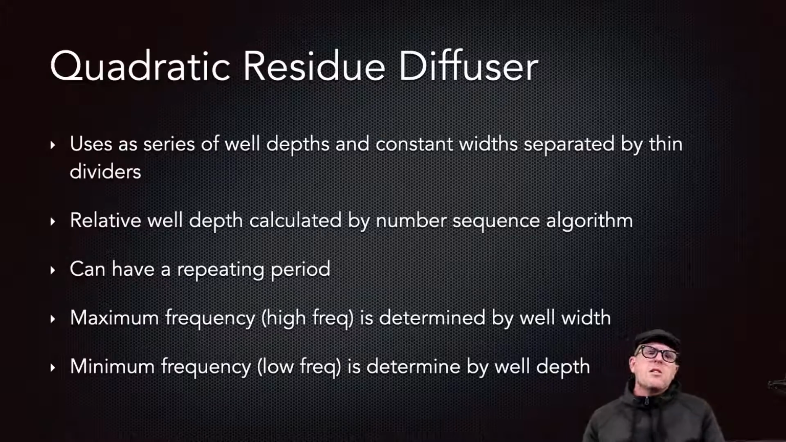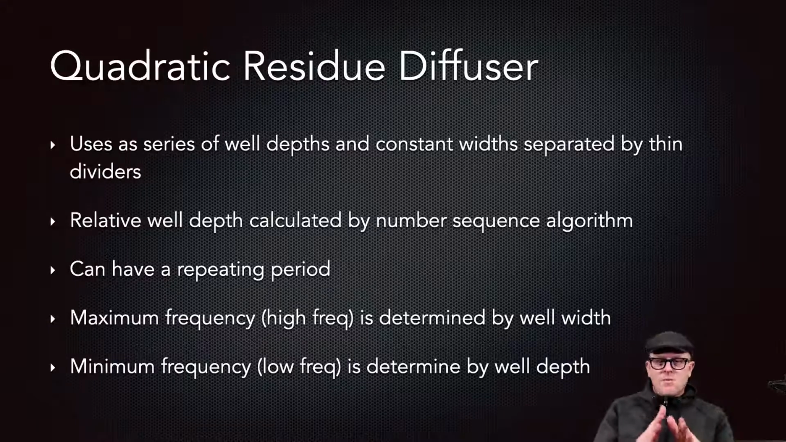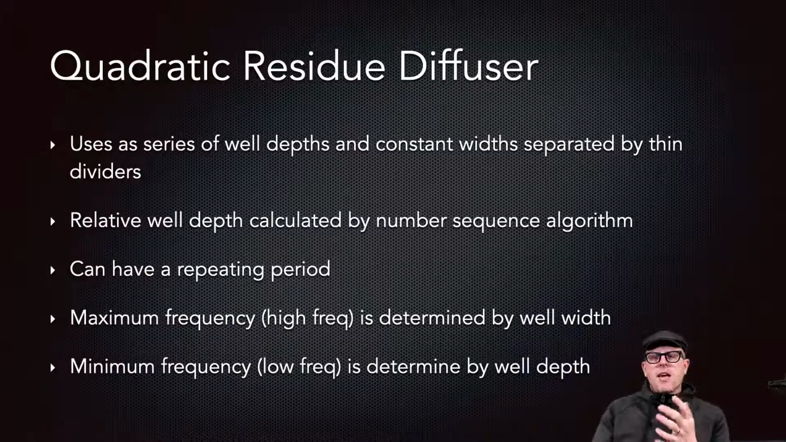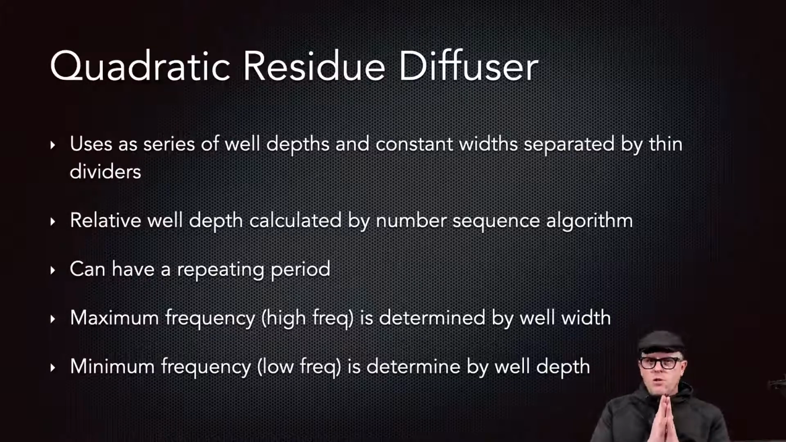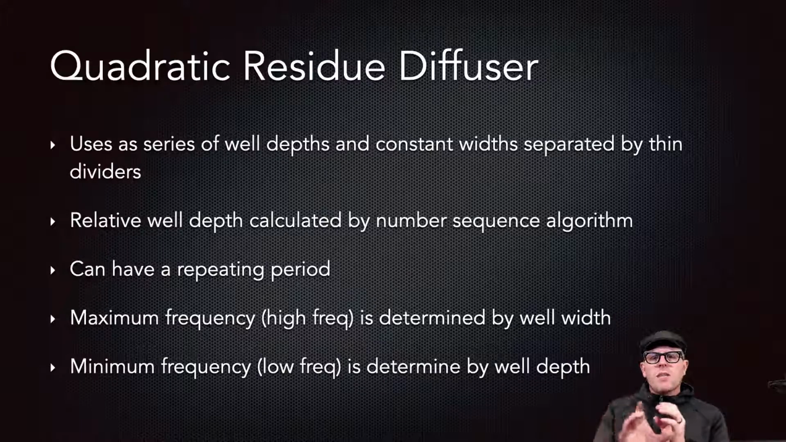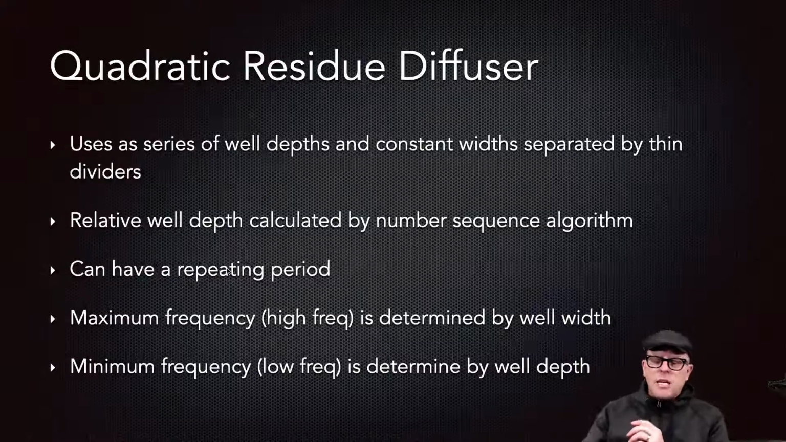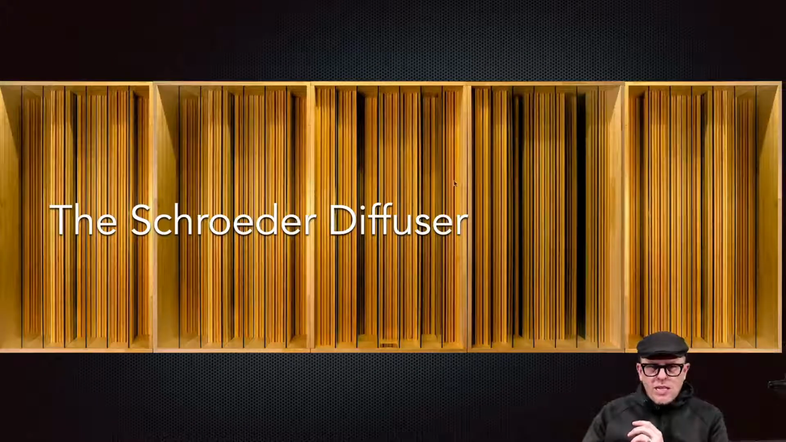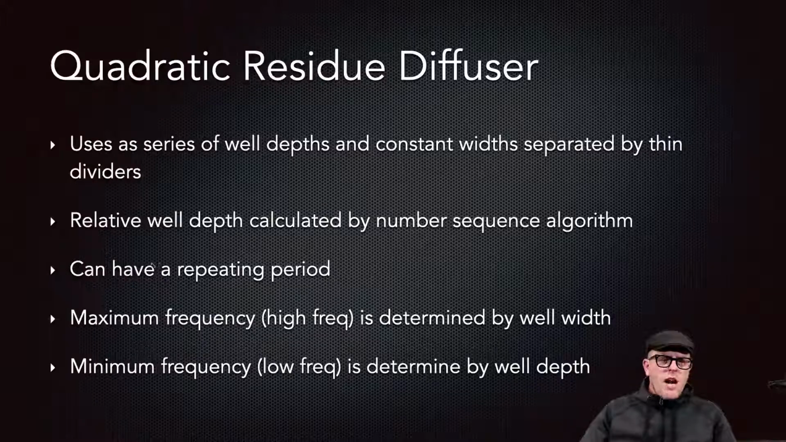But it uses a series of well depths and constant well widths separated by thin dividers. These are specifically built for diffusion. The relative well depth is calculated by a number sequence algorithm. We'll talk a little bit about that coming up. And then it can have a repeating period. Looking at this picture right here, this is one period, one repetition of this sequence.